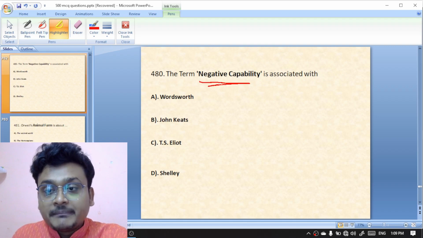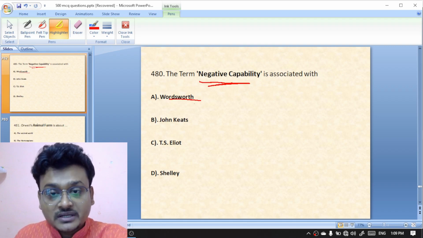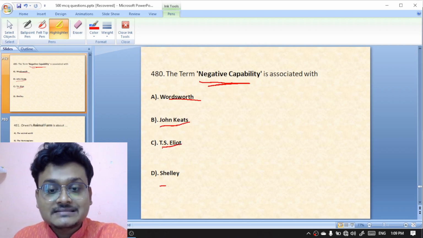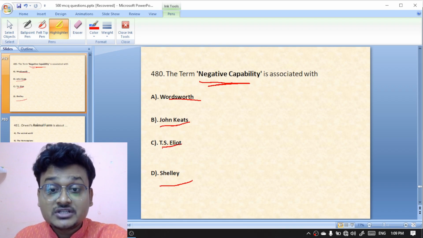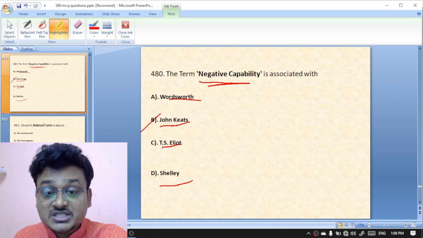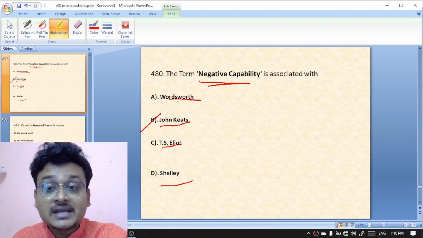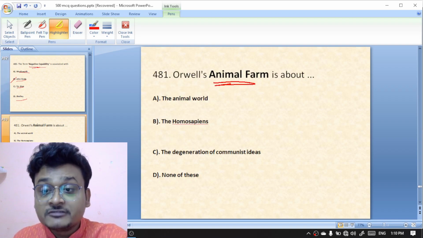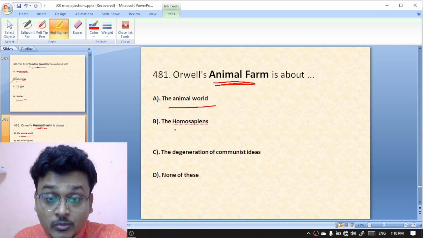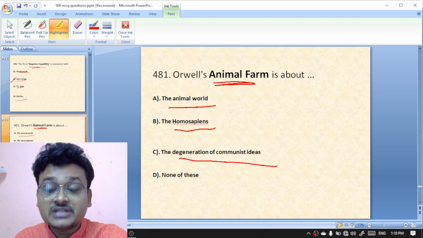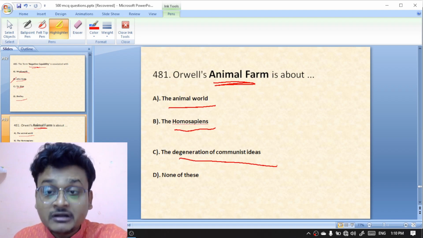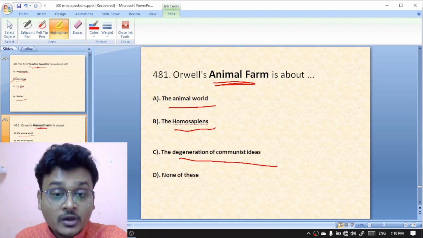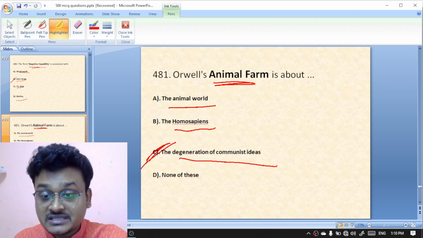The term negative capability is associated with Wordsworth, John Keats, T.S. Eliot, Shelley. So negative capability is associated with John Keats, and William Shakespeare is the prime example of negative capability. Orwell's Animal Farm is about the degeneration of communist ideas. C is the right answer here.